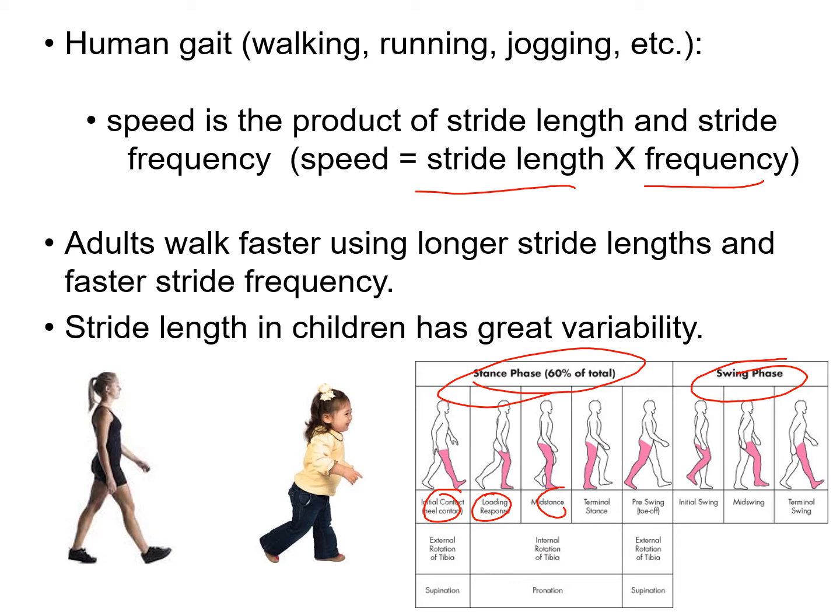A gait cycle is the time it takes for one leg, so we'll just look at this woman's right leg here, to complete both the stance phase and the swing phase, from heel strike to heel strike of the same leg. Okay, so when we start looking at human gait, we are looking at the components of stride length and stride frequency.